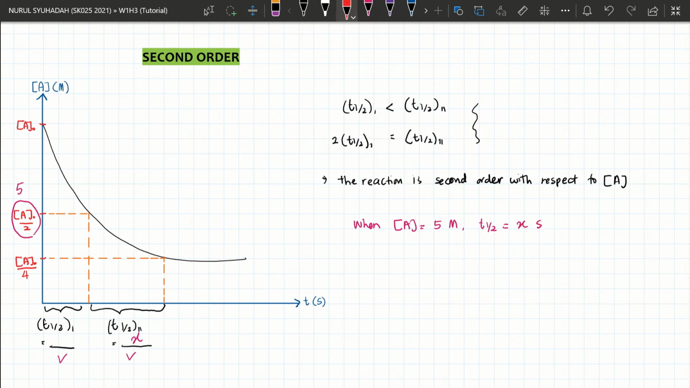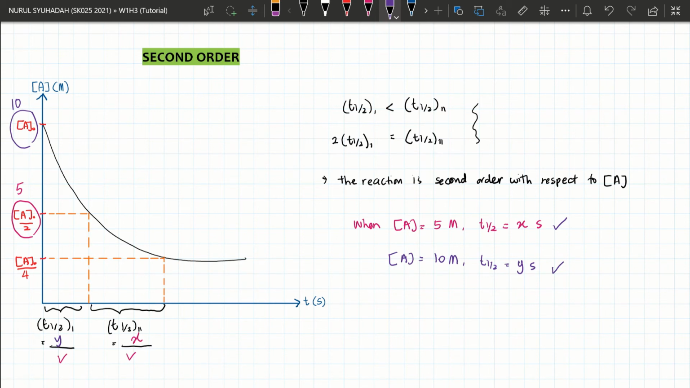So if you choose the initial concentration here, that will give you the first half-life, Y. Let's say it is 10. So when the concentration of A equals 10 molar, the half-life equals Y second. You need to write down only one. So choose whichever one you want.